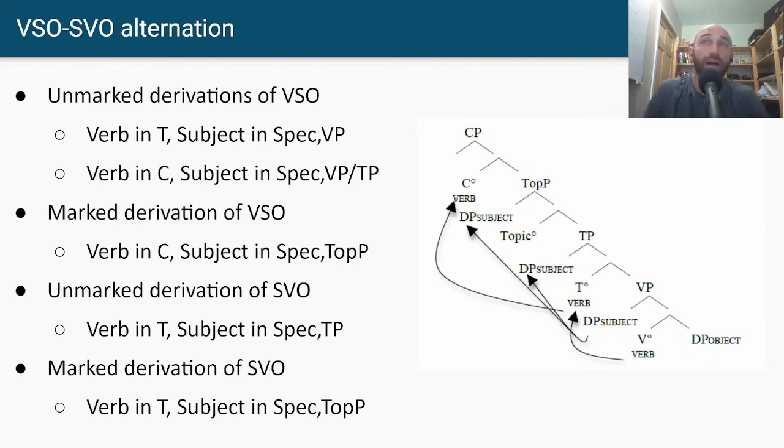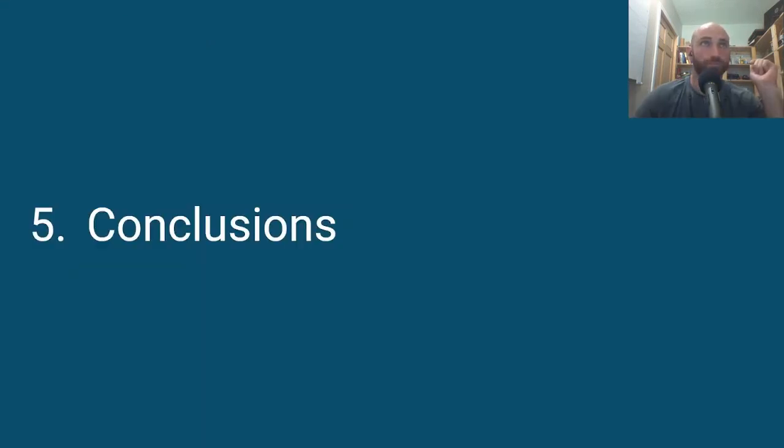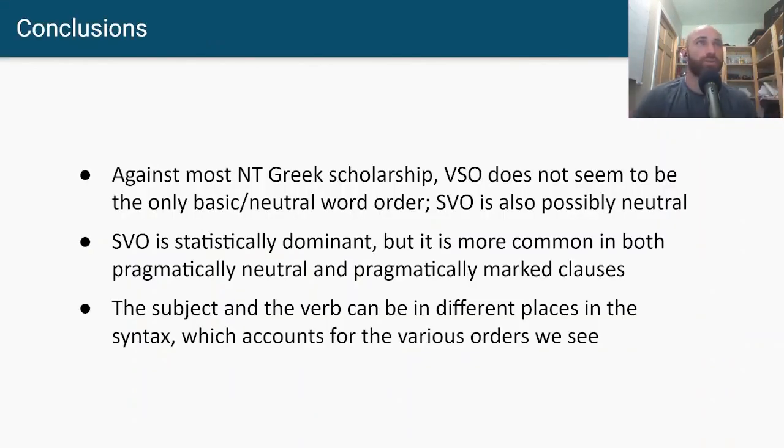It is helpful, I think, to see how all these orders are possible from a theoretical standpoint, and it actually does derive all of these, both marked and unmarked orders for SVO and VSO. So what conclusions have we come to? First of all, against most New Testament Greek scholarship, VSO does not seem to be the only basic or neutral word order. SVO is also possibly neutral. So this seems pretty solid.